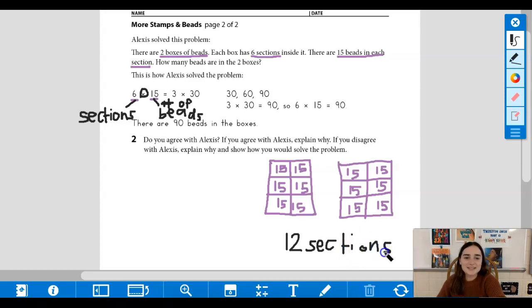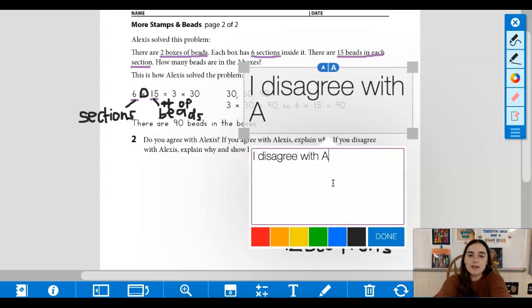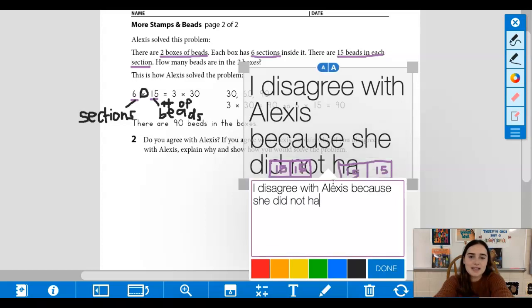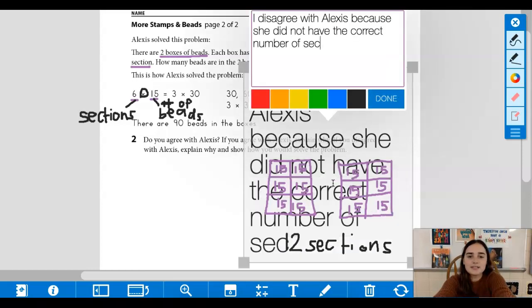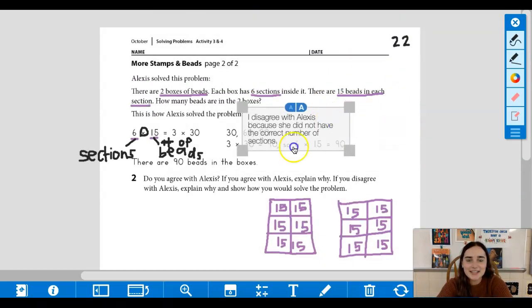My handwriting's a little bad here when I have to draw it. Hopefully yours looks a little better. So already my answer is going to be something like this. I disagree with Alexis because she did not have the correct number of sections. I'll make this a little smaller so we can see it too. Here we go.